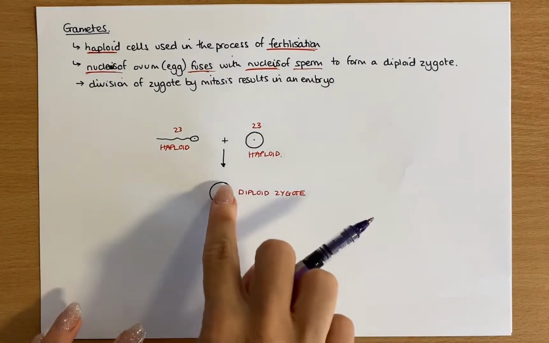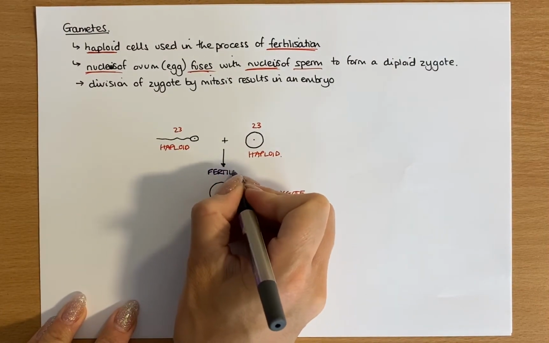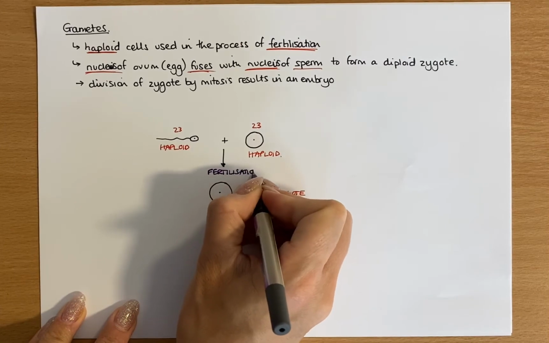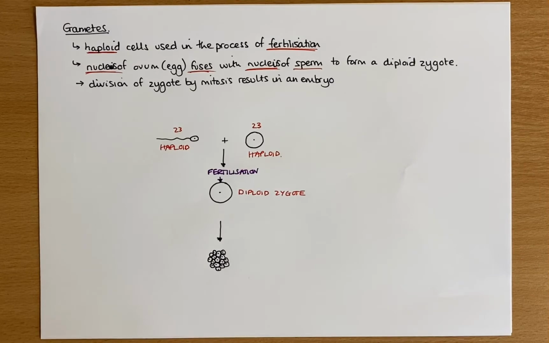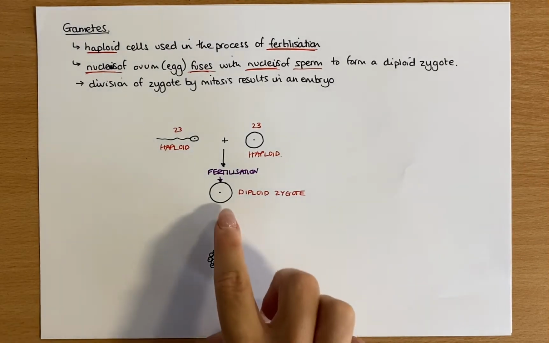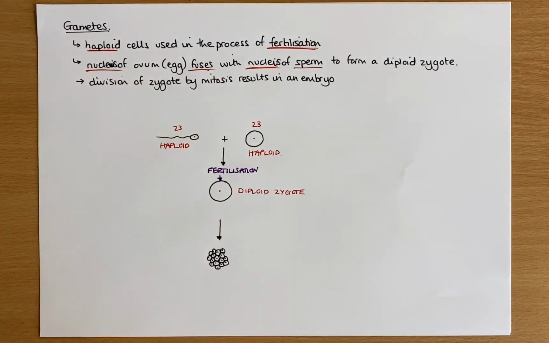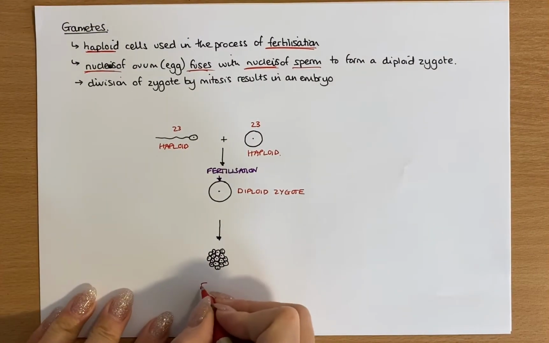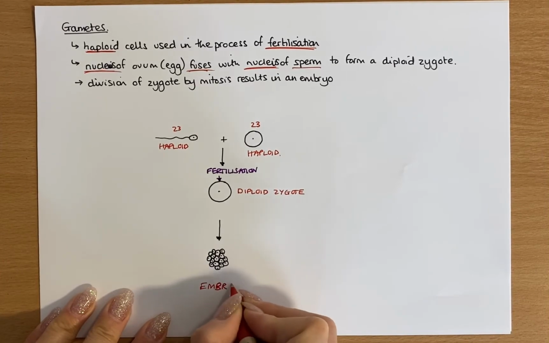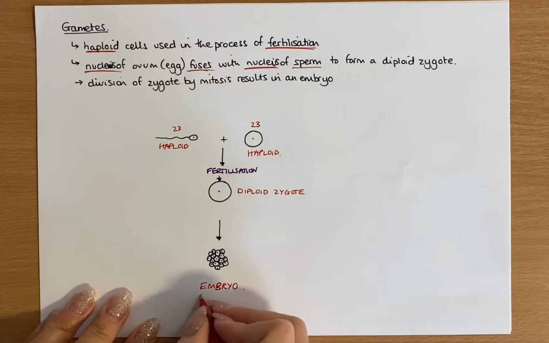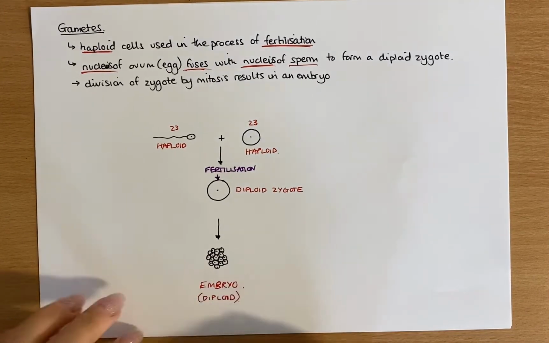Now this process here that has happened is fertilization. And fertilization results then in a diploid zygote. Now for this diploid zygote to form this bundle of cells, which is called an embryo, which is also diploid, what has to happen is those cells have to divide.